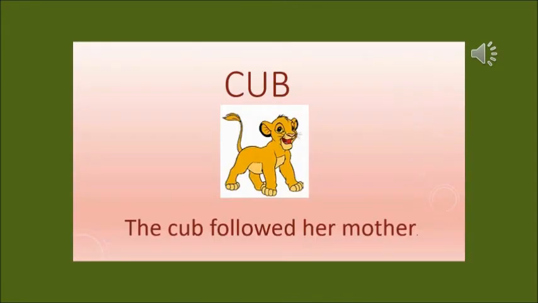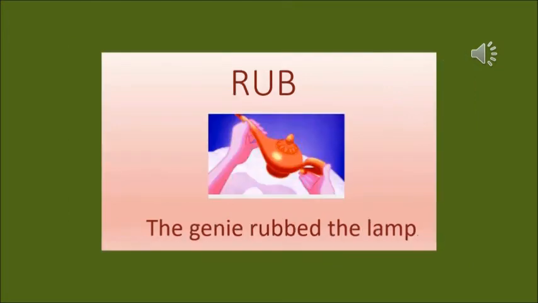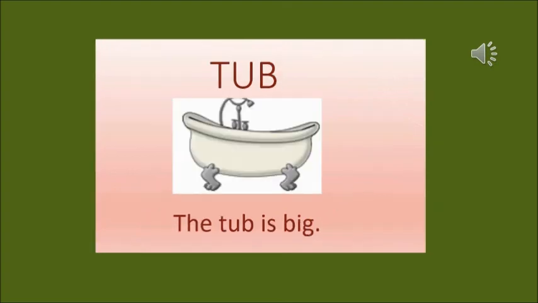First word is cub. The sentence is, the cub followed her mother. The small baby cub is following the mother. So the sentence is, the cub followed her mother. Next word is rub. Yes, can you see a lamp? So the sentence is, the genie rubbed the lamp. The genie rubbed the lamp. So the genie has done what? He's rubbing the lamp.